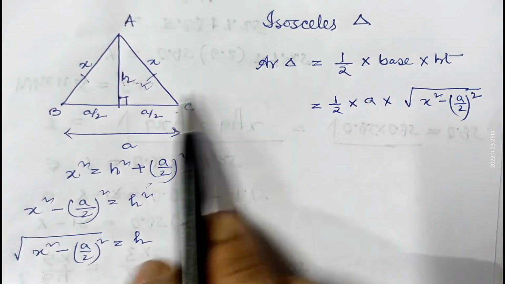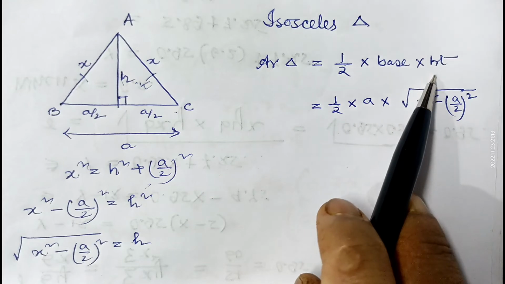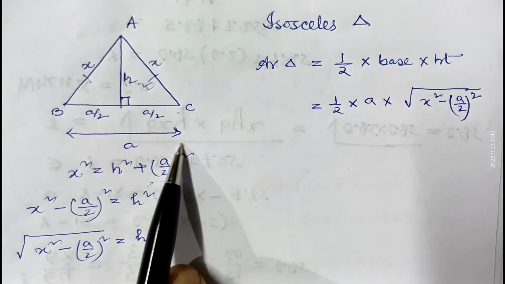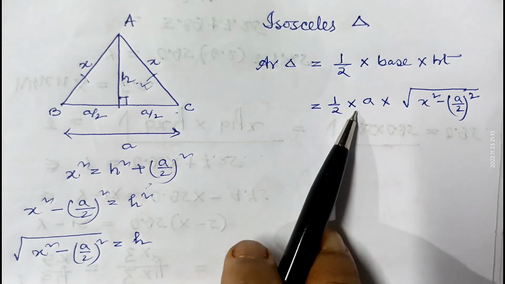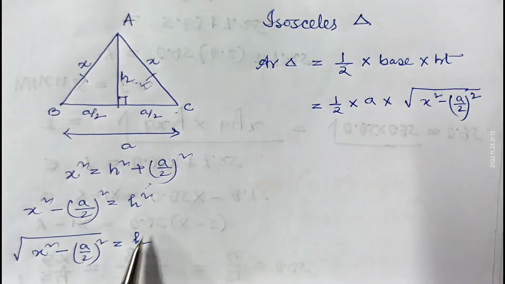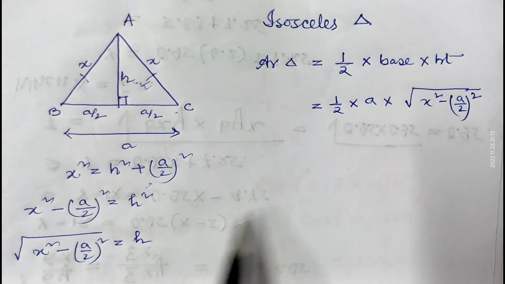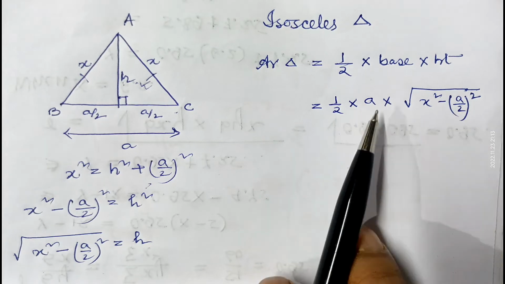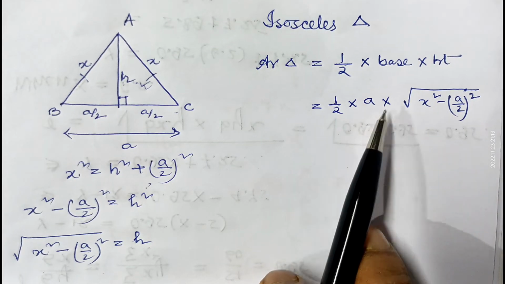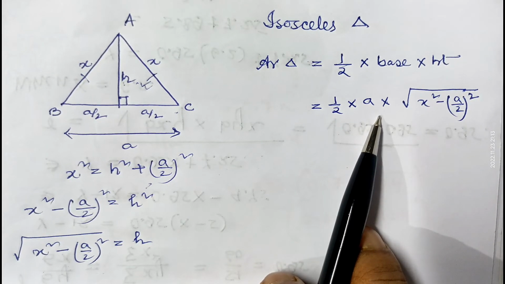Therefore area of the triangle will be half into base into height. Here base is A, so we write half into A into height. Instead of height we can write root over x square minus a by 2 whole square. So this formula also can be used to calculate area of an isosceles triangle.